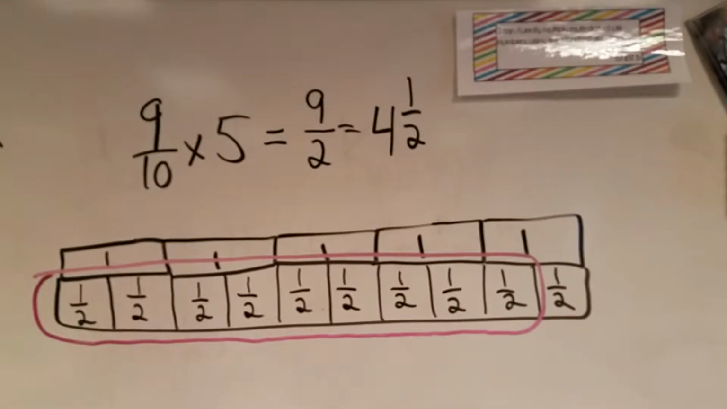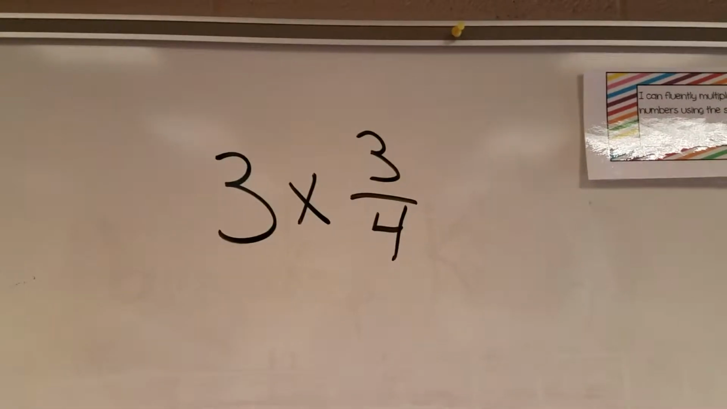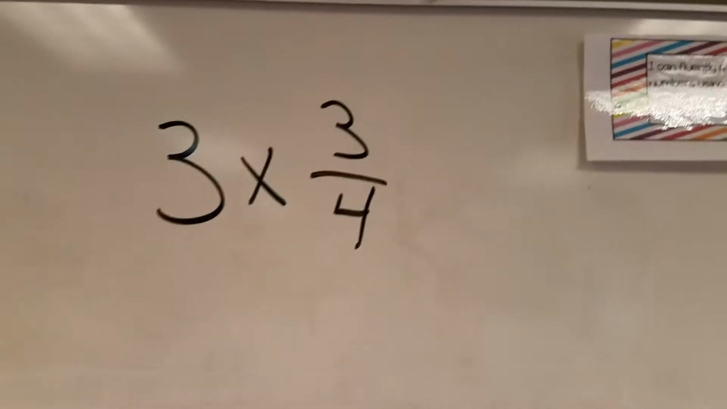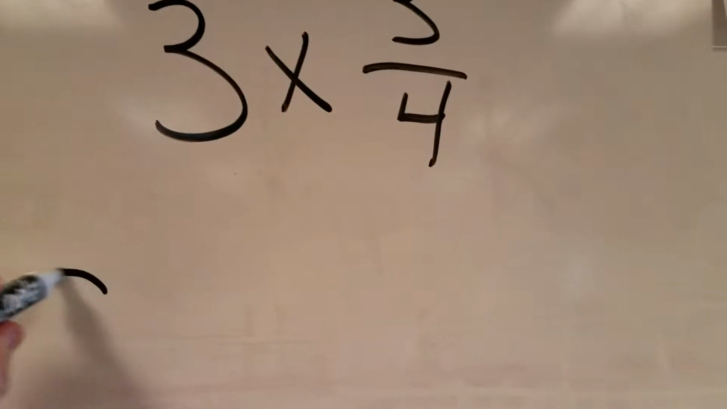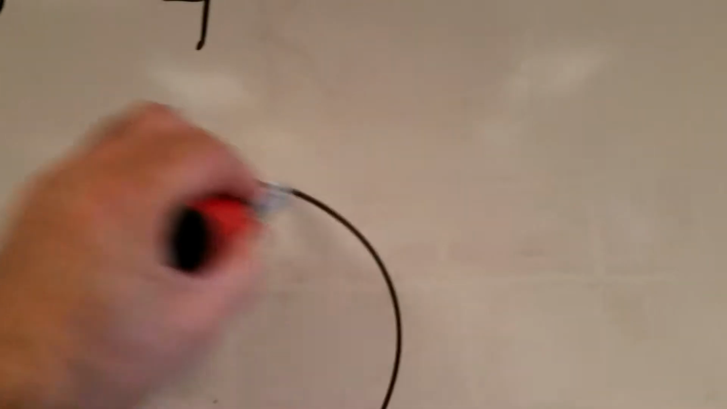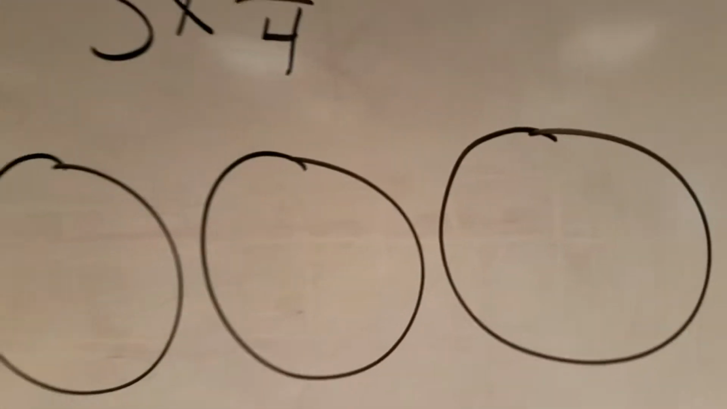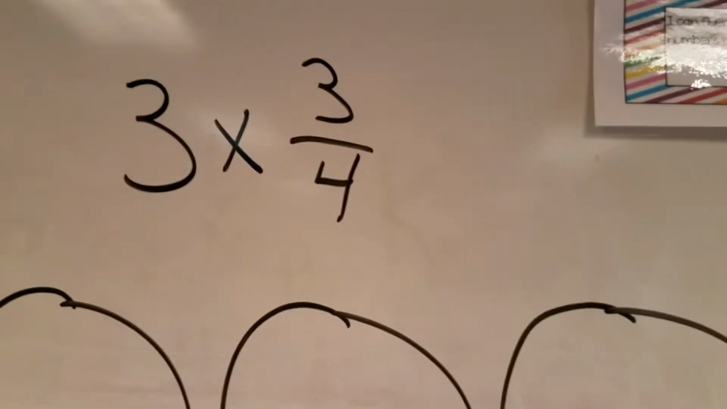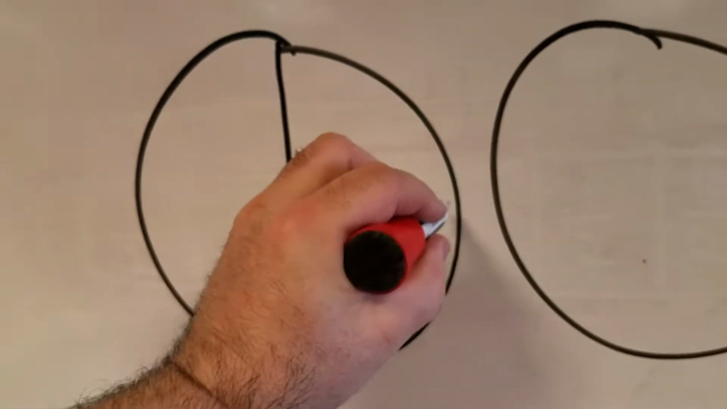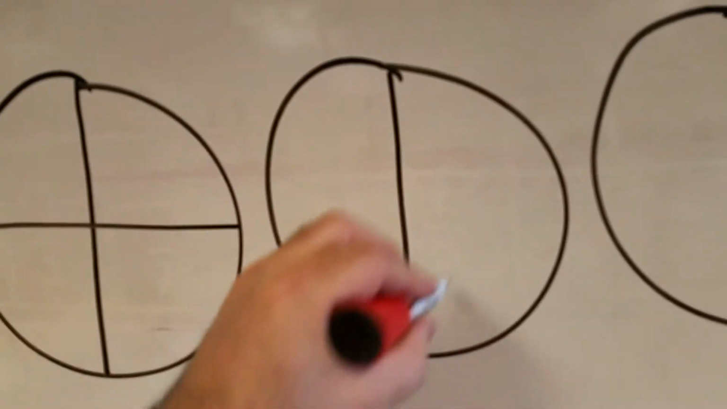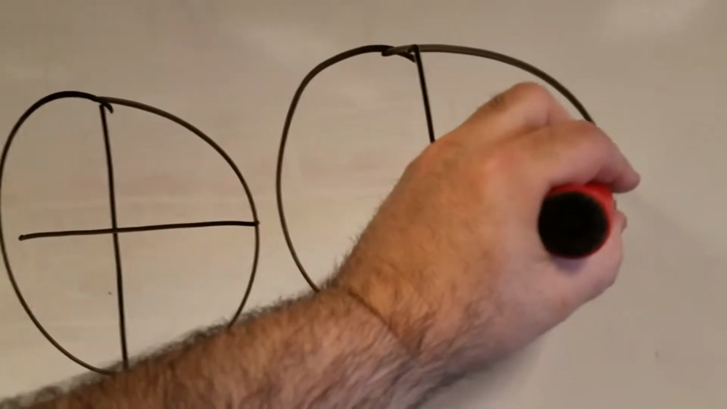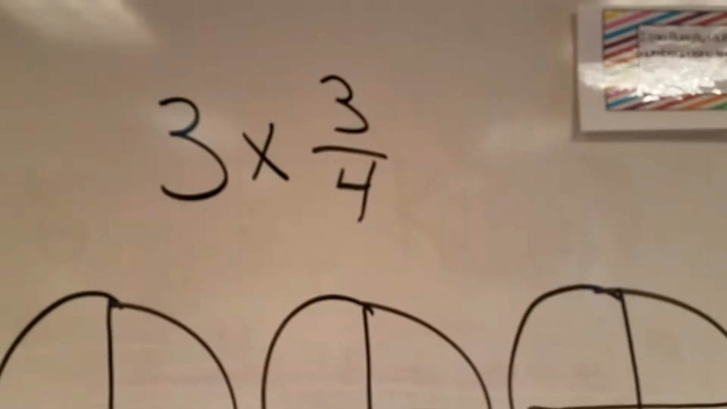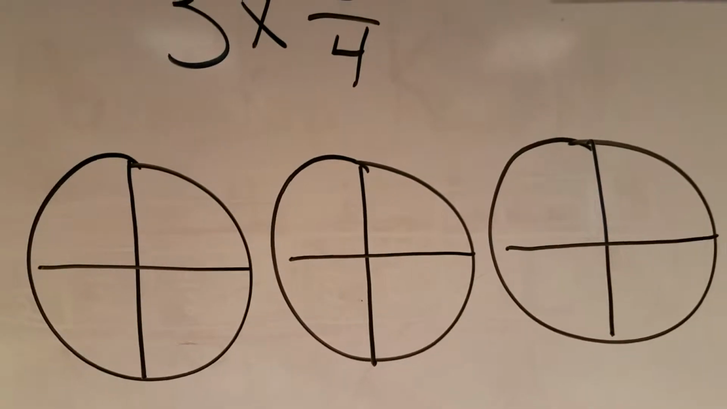Now let's go ahead and do it where we have the whole number first. Here we have it where it is 3 times 3/4. So because I have my 3 first, I'm going to use circles. And I'm going to draw 3, hopefully, equal-sized circles. There are my 3 whole numbers. 3 circles. And I'm going to divide each circle into fourths. And I look back at my numerator and I say, well, what if I shaded 3/4 in each circle? Let's see how that looks.